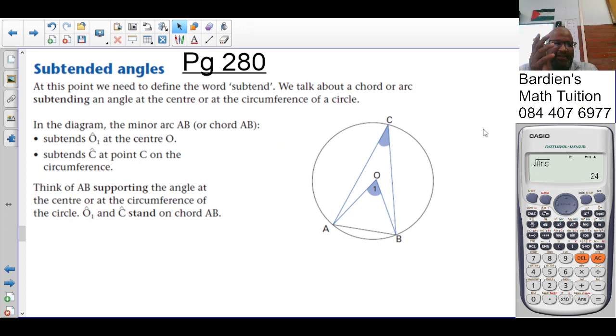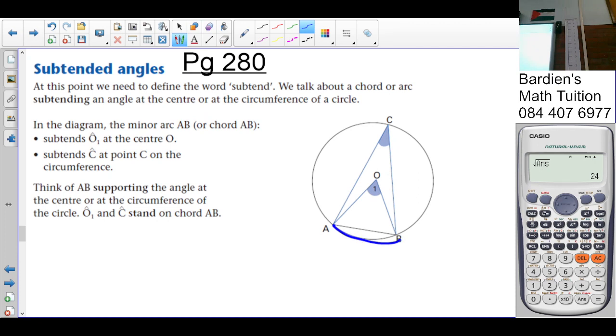At this point, we need to define the word subtended. We talk about a chord or arc subtending an angle at the center or circumference of a circle. In the diagram, the minor arc AB, which is this part here, subtends angle O1 at the center O. And it also subtends, you see this arc here? The minor arc is also subtending angle C at the circumference. Can you see that, people?